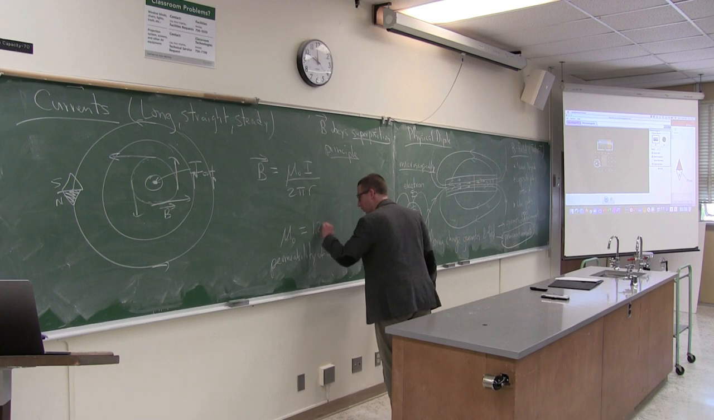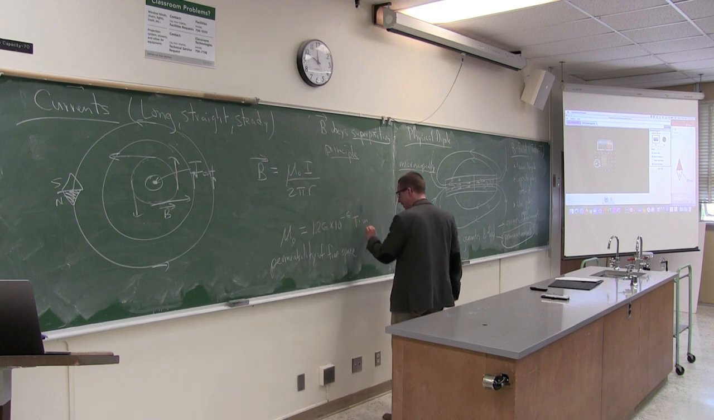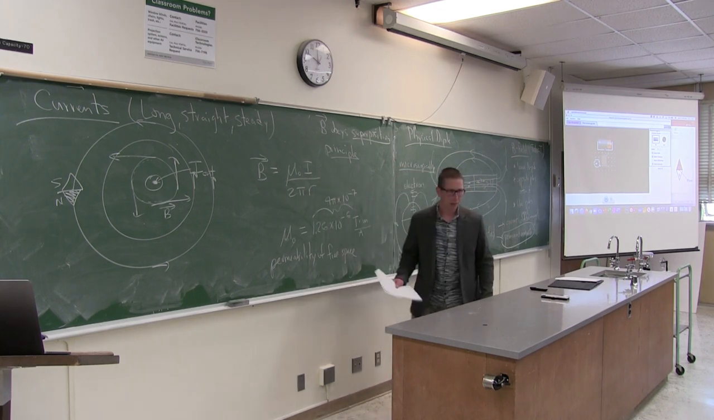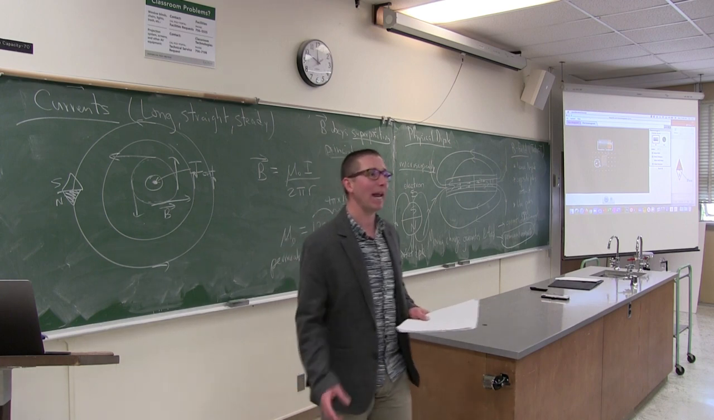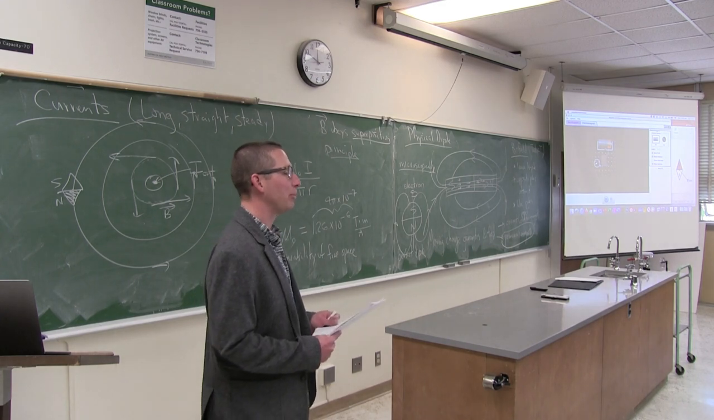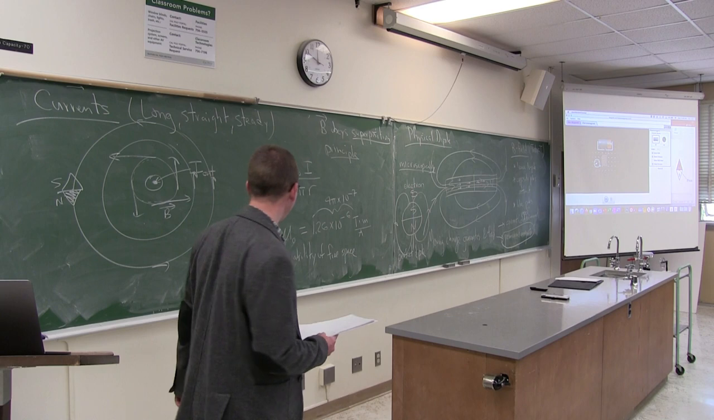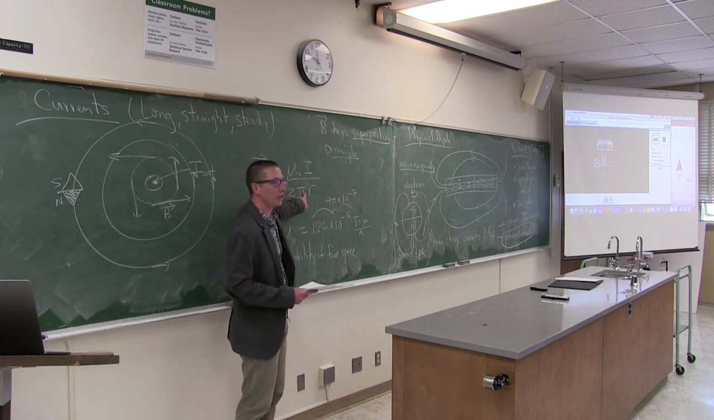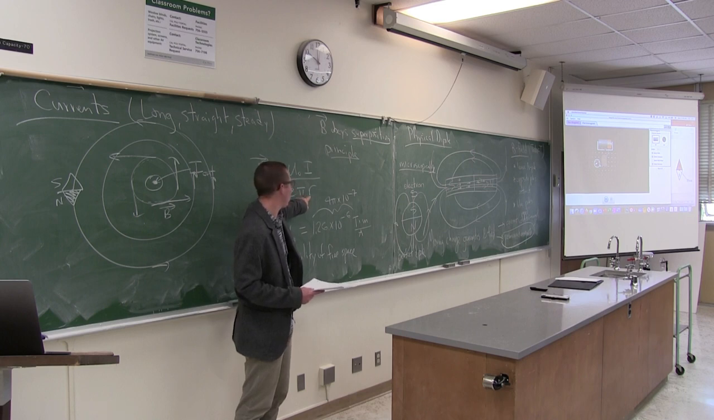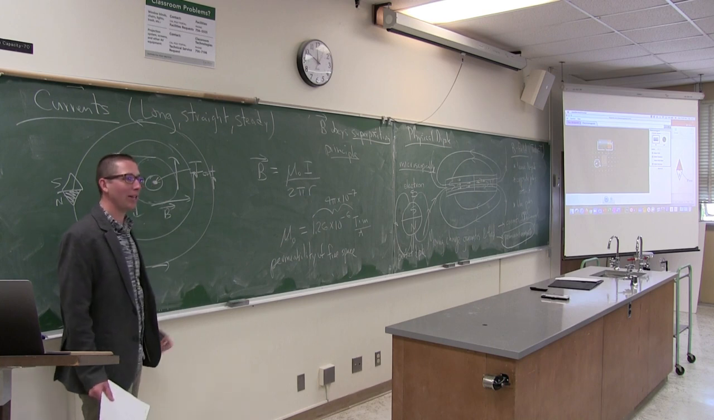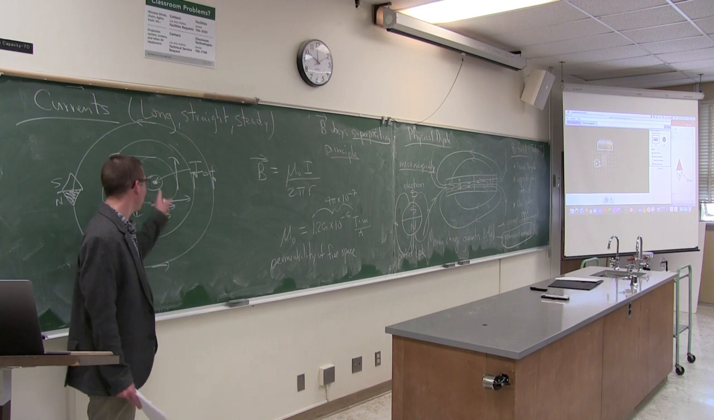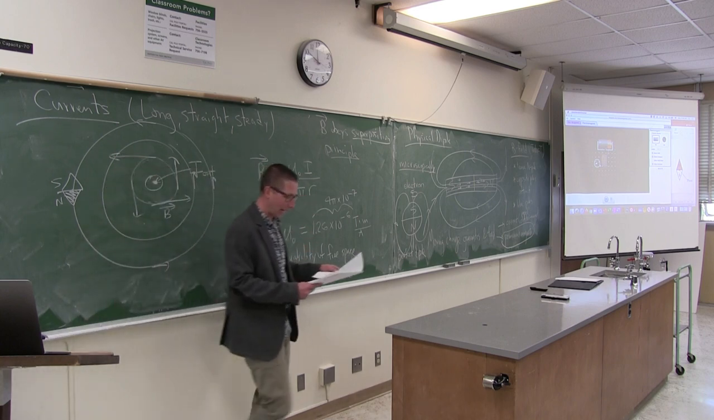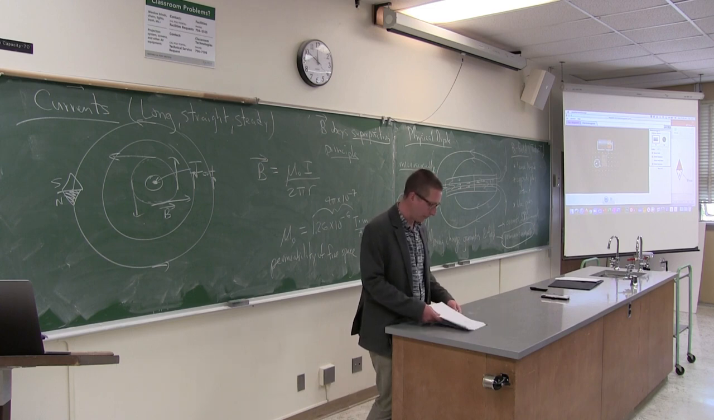So mu naught has a value of 1.26 times 10 to the minus 6 Tesla meter per amp, or you could write this as 4 pi times 10 to the minus 7. So in a sense, we can think of this as the magnetic constant, just like we had an electric constant, epsilon naught, which had to do with the permittivity of free space. Here, mu naught really measures the strength of the magnetic field. So as R gets larger and larger, the field gets weaker and weaker. You might remember that for a long line of charge, the field falls off as 1 over R. Similarly, for a long line of current, the field also falls off like 1 over R. So we have a similar kind of behavior there.